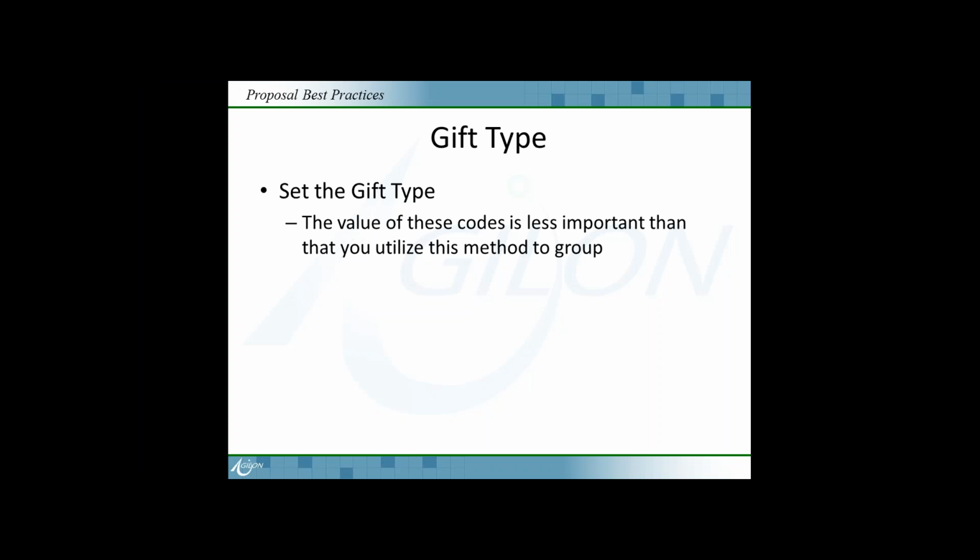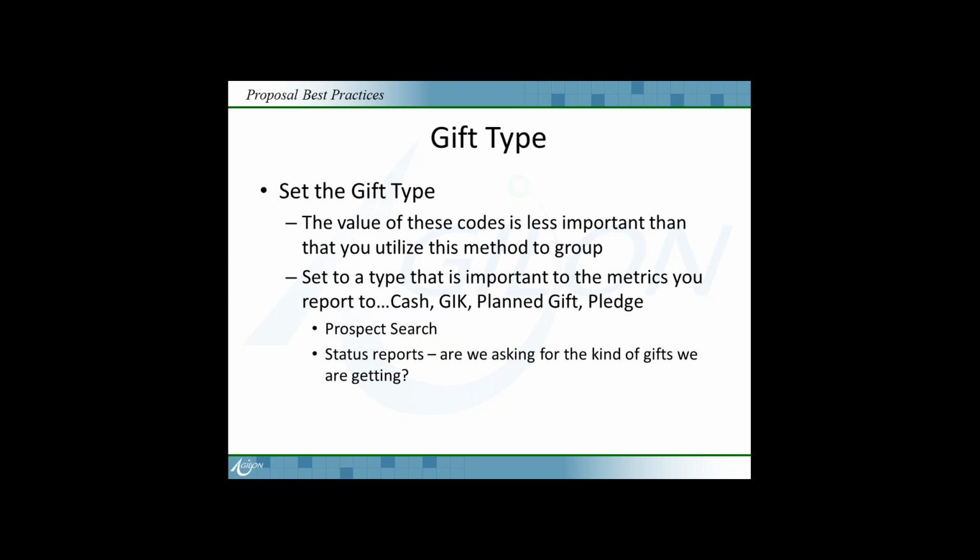So like I say here, the value of the codes, so whether or not it's an outright gift or a pledge or a gifting kind or a planned gift, that's really less important than the fact that you just use this field to group together your proposals. I like to use cash, gifting kind, planned gift, and pledge because of the ability to use it in prospect search, and then just being able to pull out your proposals and say this is what we're expecting to come in, and this is the method in which we expect it to come to us.